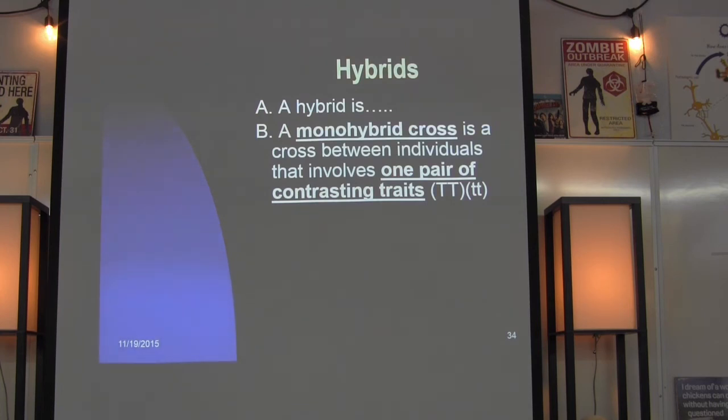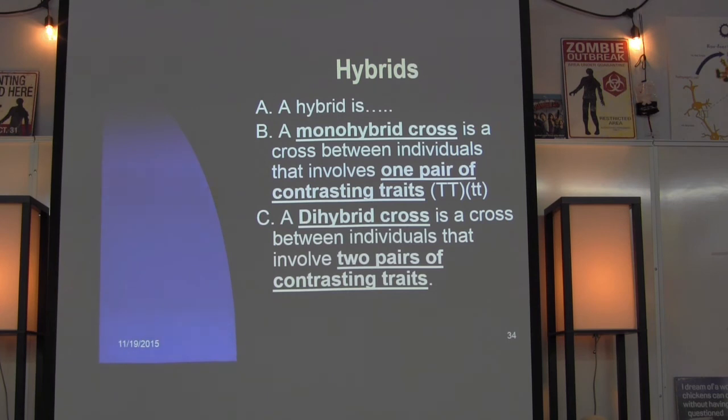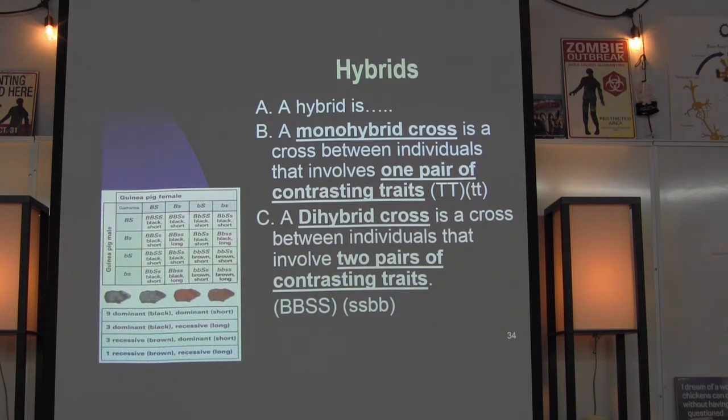So as you might assume, and this was actually the last question on the book activity, I'd ask you about a dihybrid cross. The prefix di is for two, so a dihybrid cross is a cross between individuals that involve two pairs of contrasting traits. So in this case, you're looking at two different things going on. Once again, you don't know what the B or the S stands for. They would have to let you know. So you can see that this is a little more complex to do.